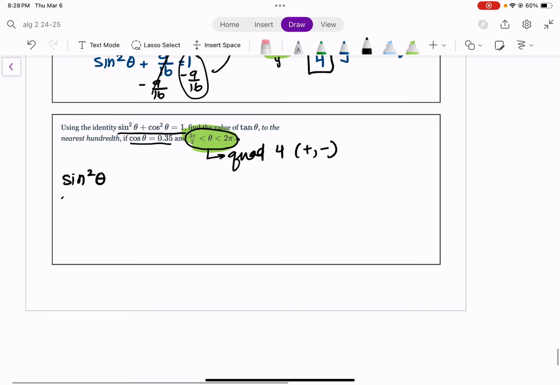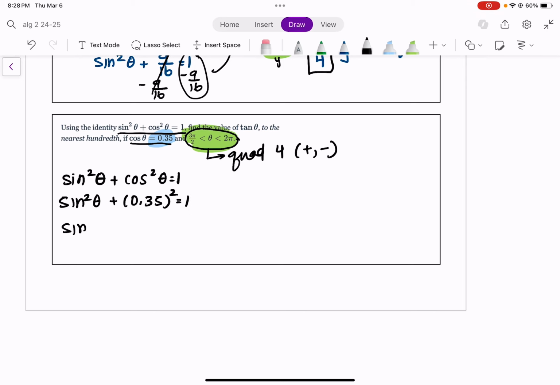So it's telling me to use this formula that we proved: sine squared of theta plus cosine squared of theta equals 1. And it tells me what cosine of theta is. So I'm going to plug that in. So again, I don't know what sine is. It didn't give it to me, but it did give me what cosine is.